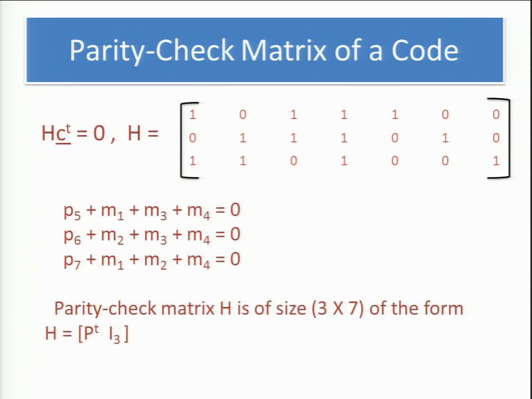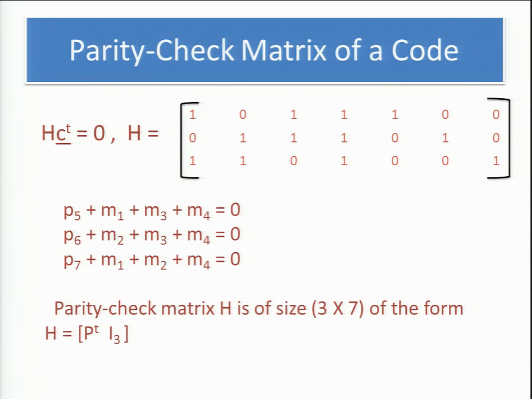So the C that we have, the column vector, is M1, M2, M3, M4 and P5, P6, P7, in that order. Let's say I have all those things lined up with this column C, and I want to represent this equation as HC transpose equals 0. So I want to come up with this first row. Where will you place these ones?